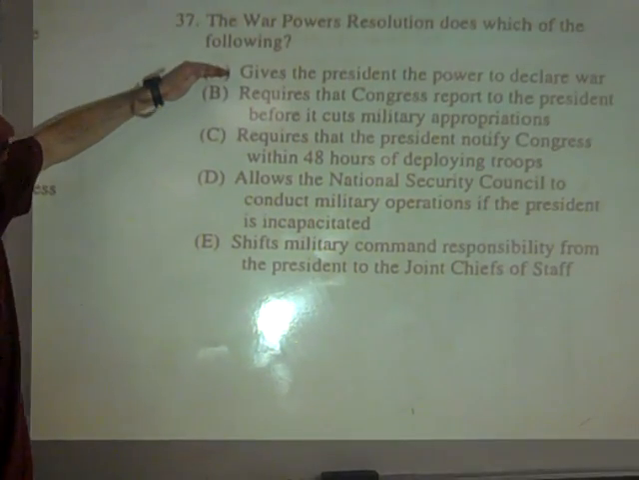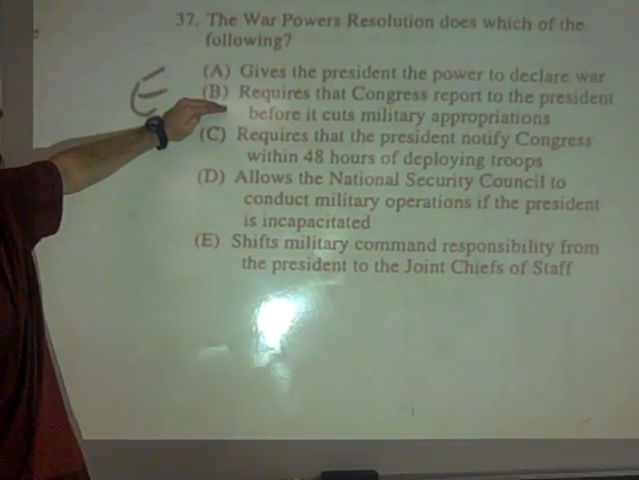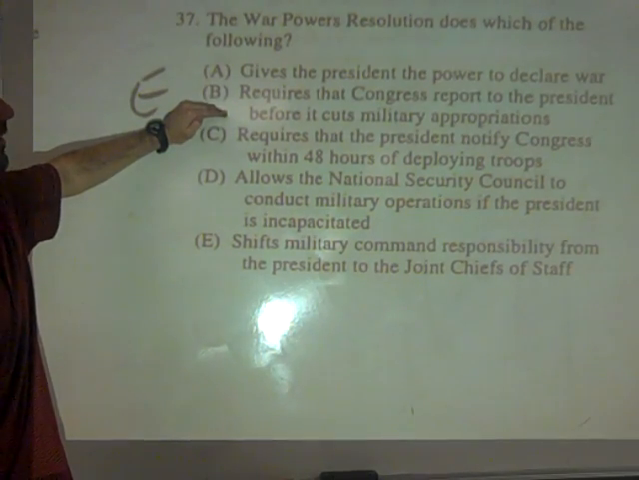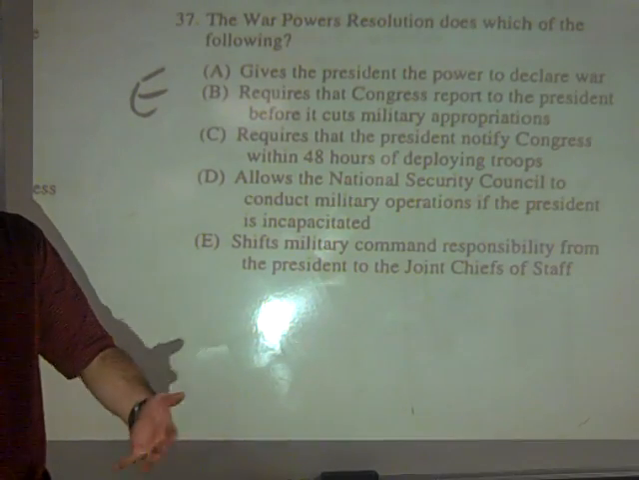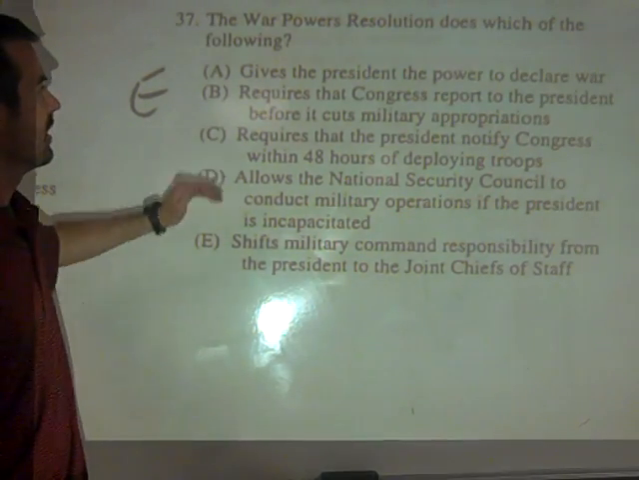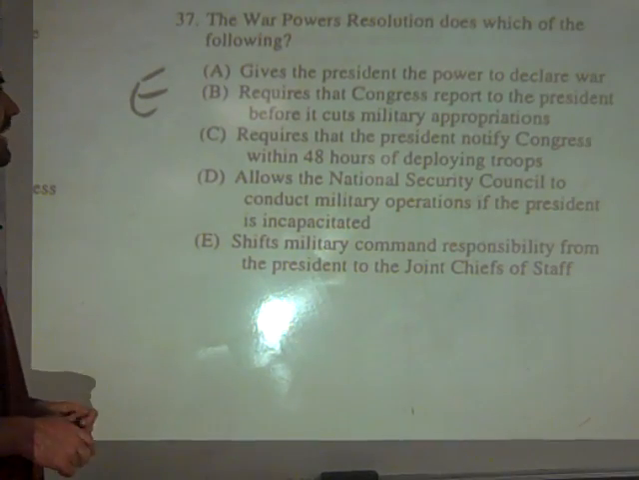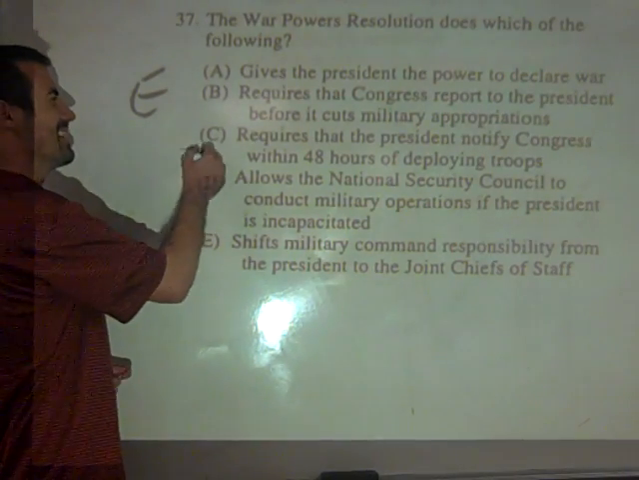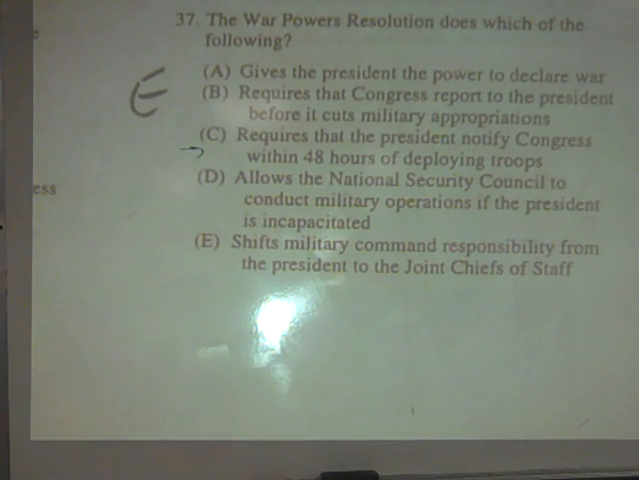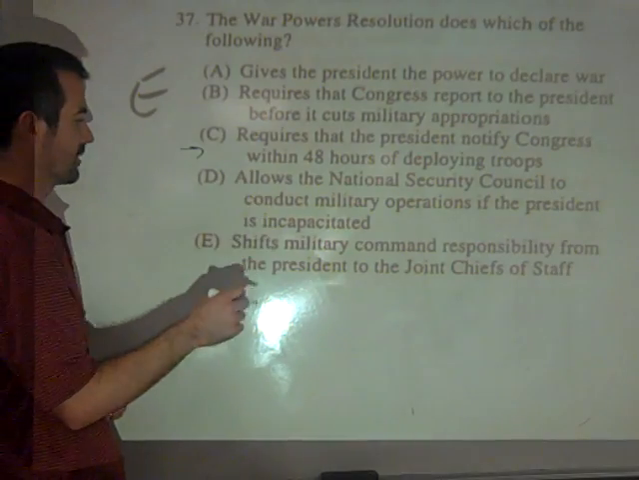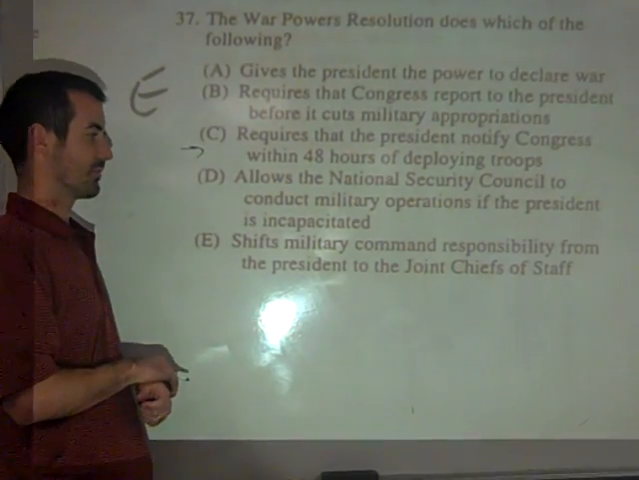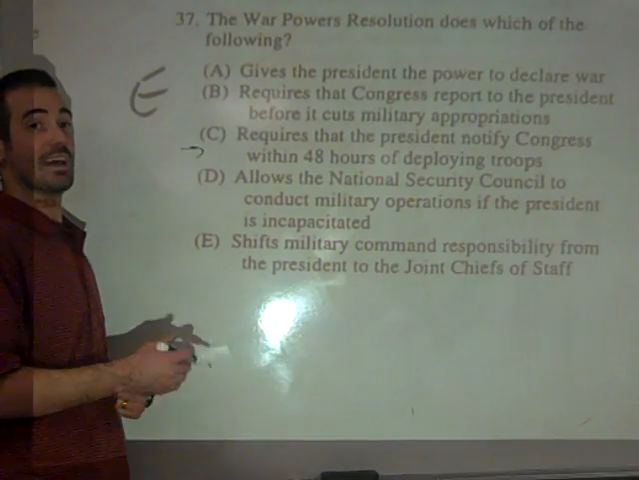Gives the president the power to declare war? No. Requires that Congress report to the president before it cuts military appropriations? No. Remember, that's another influence Congress has over war making: they fund the military, appropriate money for the military. Requires that the president notify Congress within 48 hours of deploying troops. I think that's a requirement of the War Powers Resolution, one of those other obscure ones. You've got to let us know if you're going to deploy troops in 48 hours. Allows the National Security Council to conduct military operations if the president is incapacitated. That has nothing to do with it. Shifts military command responsibility from the president to the Joint Chiefs of Staff. That has nothing to do with it.